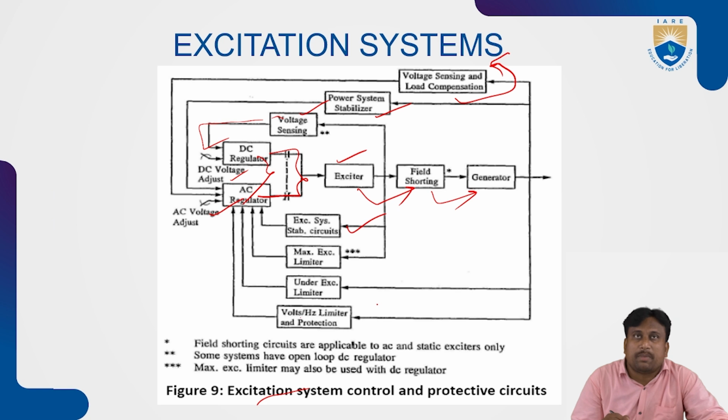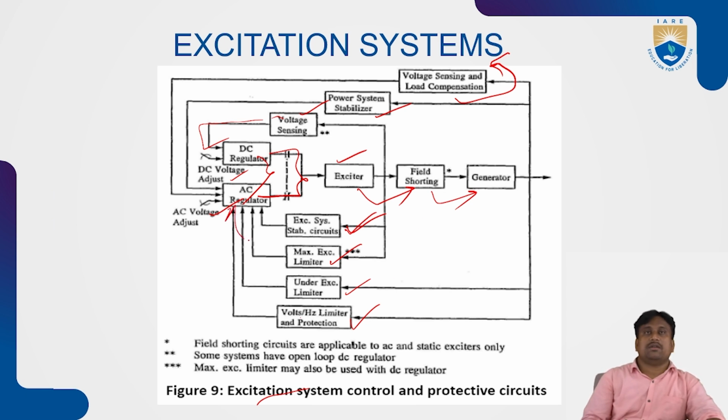The path beneath the AC voltage regulator is connected to the blocks of excitation system stability circuits, and the maximum excitation limiters are also considered under exciter limiter conditions. This finally connects to the blocks of volts per hertz limiter and protection to the AC voltage regulator. That means the field shorting circuits are applicable to AC and static exciters only. Some systems have an open loop DC regulator, which may function at maximum, and an exciter limiter may also be used with the DC regulator.